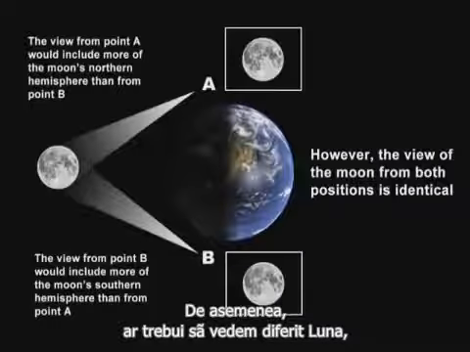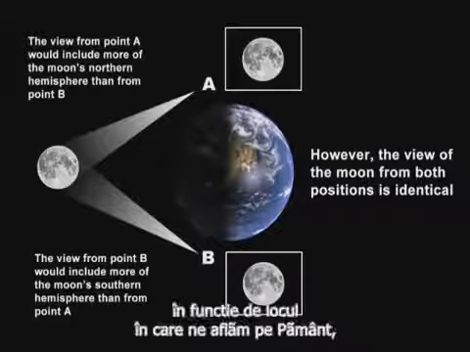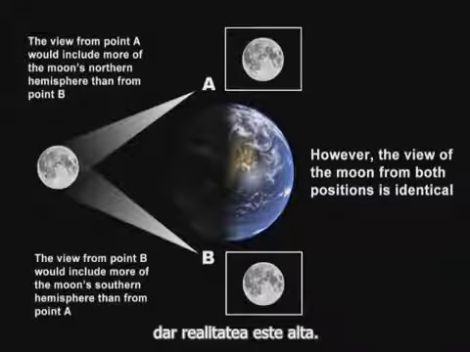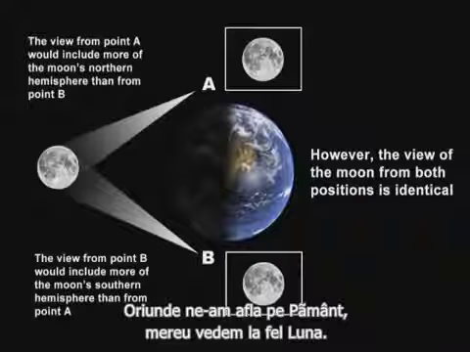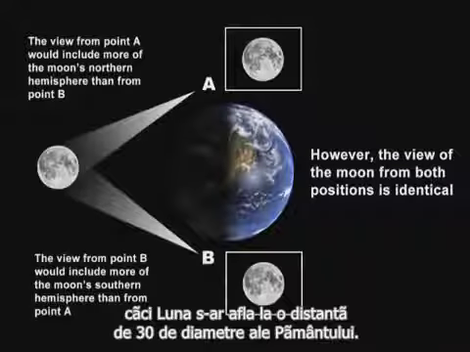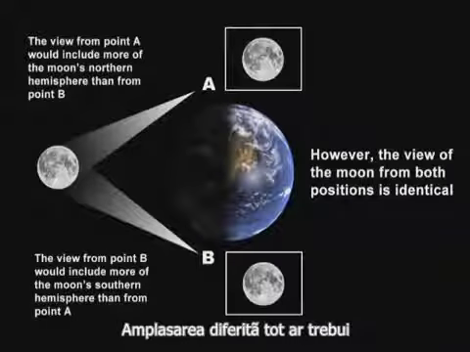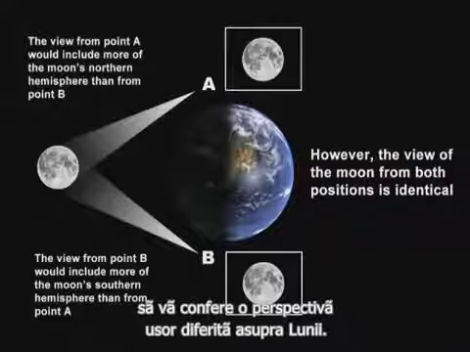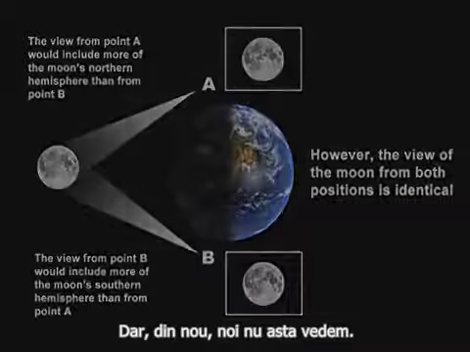Also, we should be able to see a slightly different view of the moon depending on where on the globe Earth we happen to be. But this is not what we see. It doesn't matter where we are on Earth, we always seem to see the same view of the moon. Now, my friend Nolan pointed out that this is obviously a very exaggerated picture. The moon is supposedly 30 Earth diameters away from the Earth itself. But even so, that difference in position should give you a slight difference from point A to point B. But again, that's not what we see.